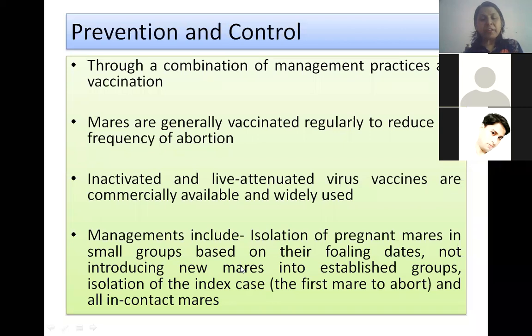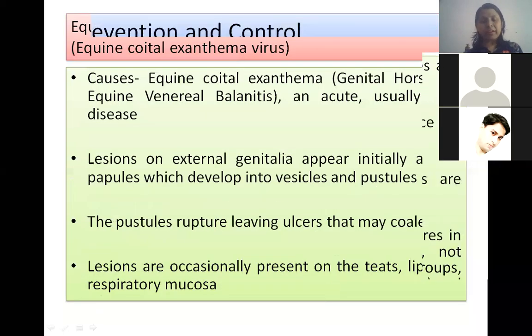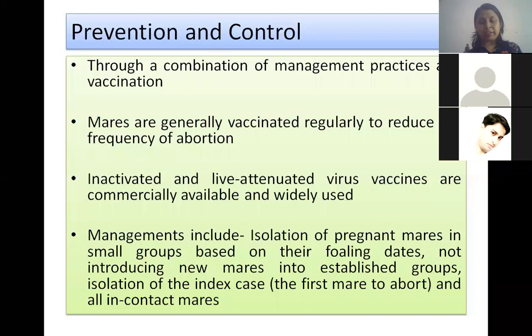The management practices include the isolation of pregnant mares on the basis of their foaling dates. That means mares having the same time of foaling are separated into separate groups. Introducing new mares into an established group is avoided, and the index case, meaning the first mare which aborted, is isolated, and in-contact mares are isolated until they show abortion or fetal abnormalities.